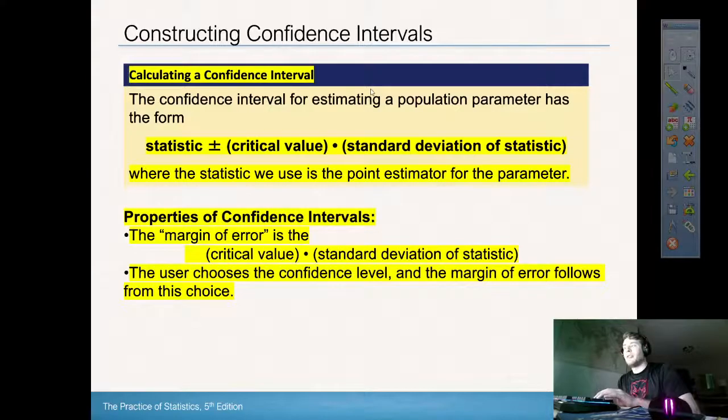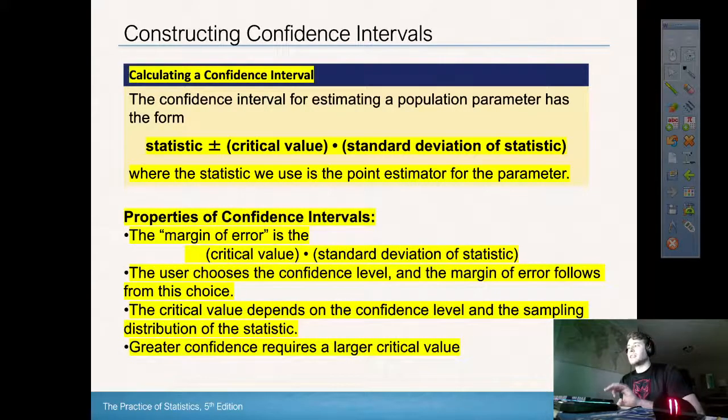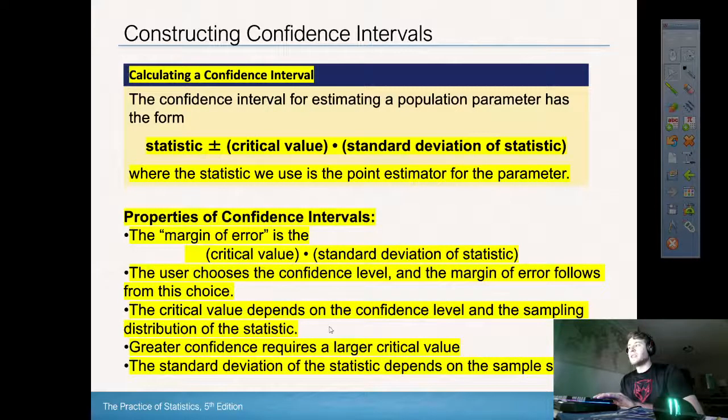And we have a lot of bullet points, more than this here, that we're going to have to write down eventually. So it says, next bullet point, the critical value. Okay, critical value here depends on the confidence level. So when we choose the confidence level, it affects the critical value. All right, so the critical value depends on the confidence level and the sampling distribution of the statistic. All right. Next, greater confidence requires a larger critical value. And then last here, the standard deviation of the statistic depends on the sample size n.